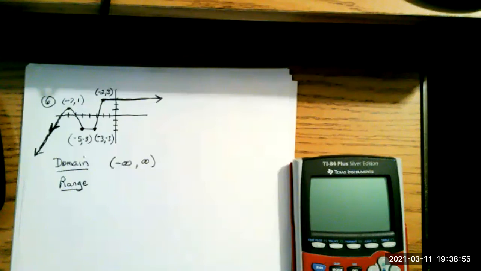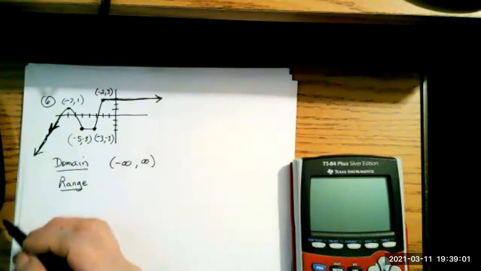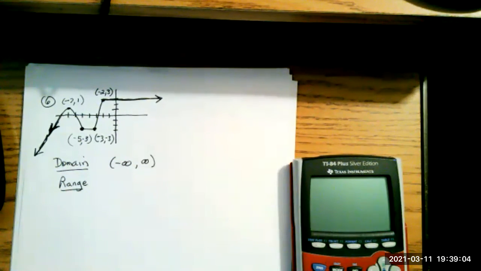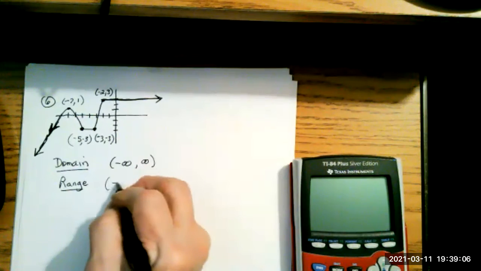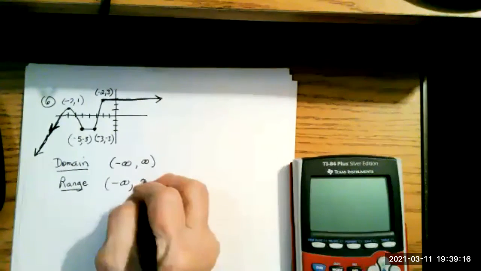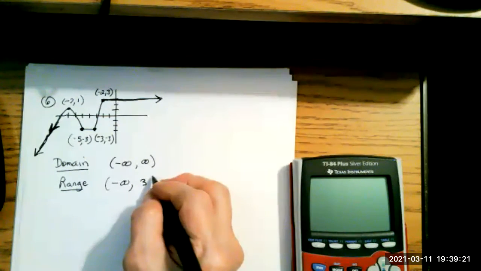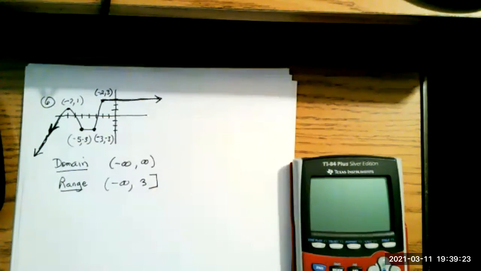Okay. Now that's for the domain, that's left to right. What's going to happen on the range? This thing is going to go down, down, down as far as I can go. So the lowest one is negative infinity. But what is the highest y value on this problem? 3. That's right. Does it include the 3? Yes. Got it.